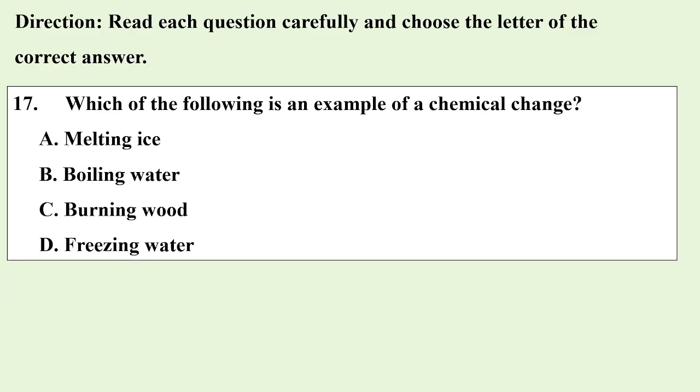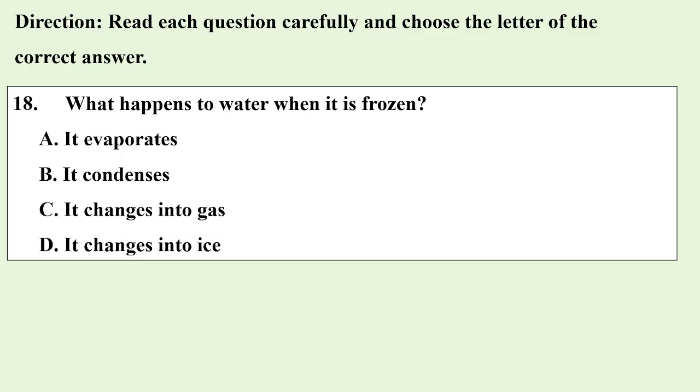Number 17. Which of the following is an example of chemical change? Burning of wood. Number 18. What happens to water when it is frozen? Answer is it changes into ice.